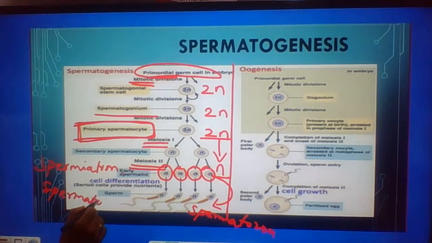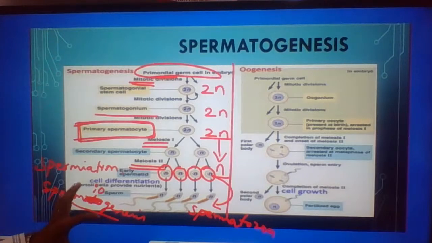Spermatogenesis. So spermatogenesis is the last stage of, what is it called? Sorry, spermiogenesis. Spermiogenesis is the last stage of spermatogenesis.